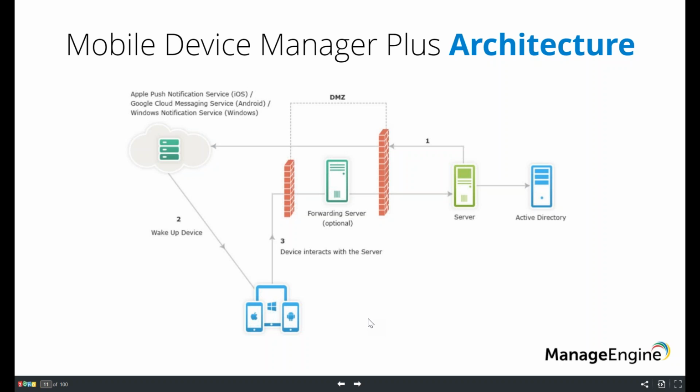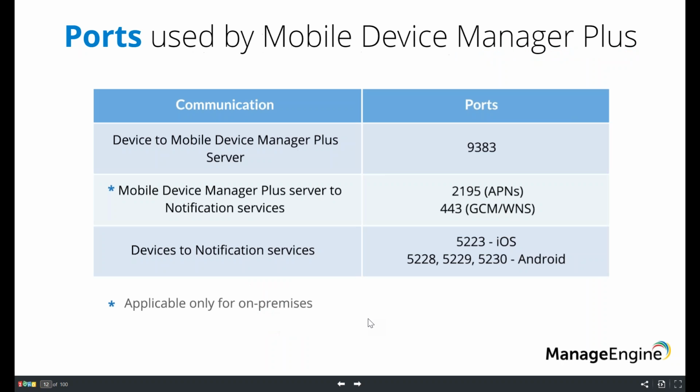The aforesaid communications require some ports. Ports are the basic communication medium between the server and the devices. The device to MDM Plus server communication uses the port 9383 for secure HTTP communication. In case of the server to notification services communication, 2195 is used in case of APNS and 443 is used in case of GCM and WNS. The device to notification services uses these following ports.